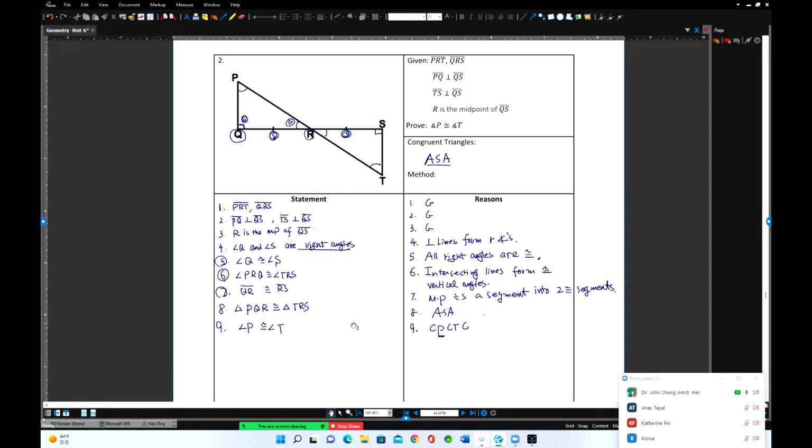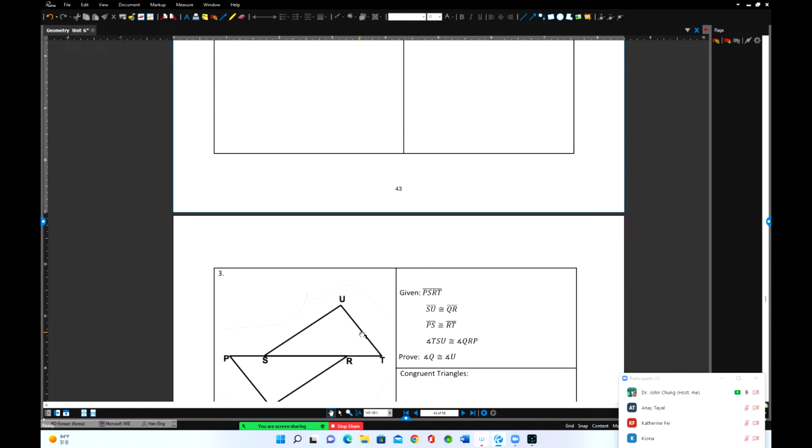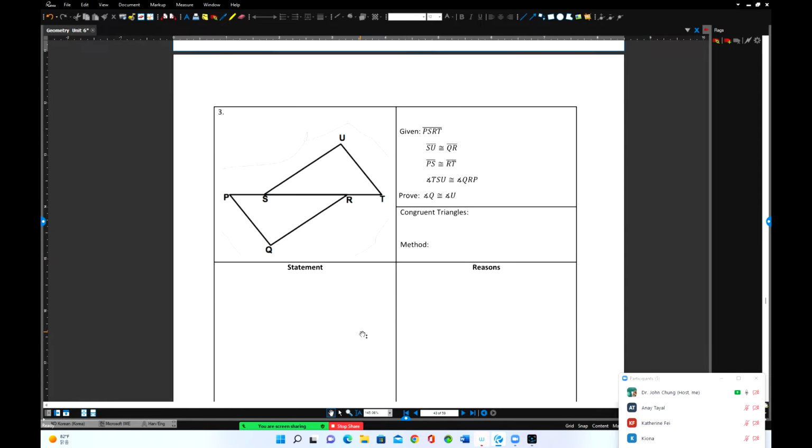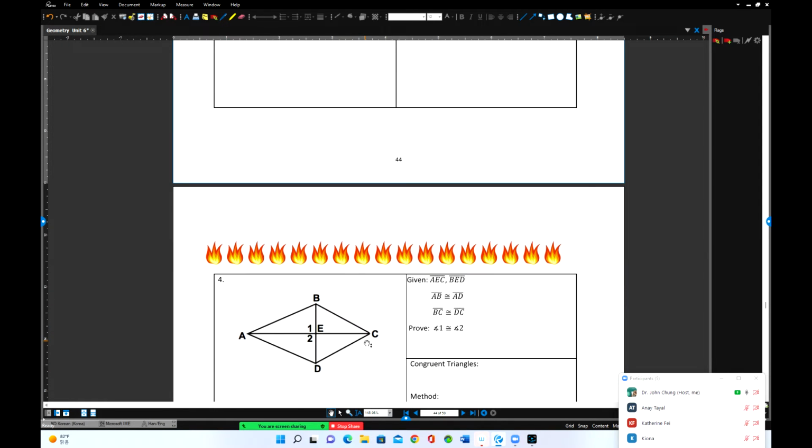We need to go one more, or we can go to two triangles congruence. Now let me see. This is not hard, we just add by addition. That's all. It is not hard. Let me see the next one.